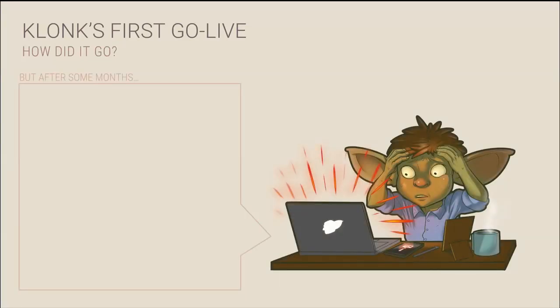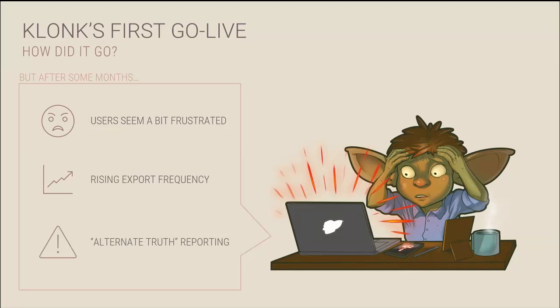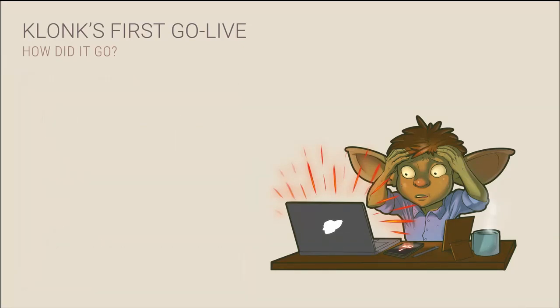They hear that the report that they had launched a few months ago, it was all super good. Doesn't seem to be the case right now. They're hearing that the users seem a bit frustrated and there's rising export. They even notice a few times that there's some alternate truth reporting, that people are actually taking data and combining it with unofficial sources that are provided through email or legacy systems. So what's going on? Things are going so well.